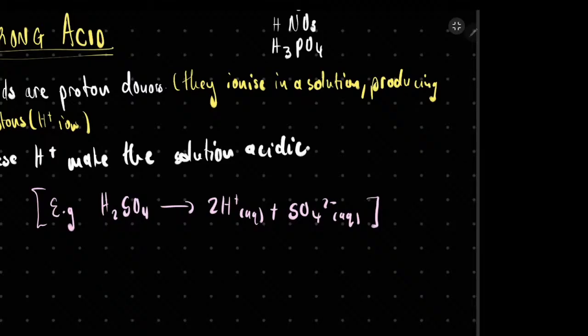Can you see this? This is what we mean by dissociating or ionizing. It is to go into water and you split, you separate. All acids do this. Strong ones do that? Yes. Weak ones do that? Yes. So what is the difference between a strong one and a weak one?